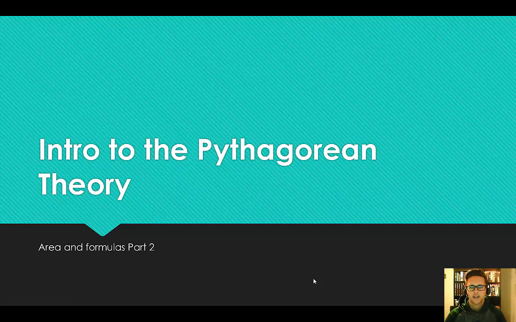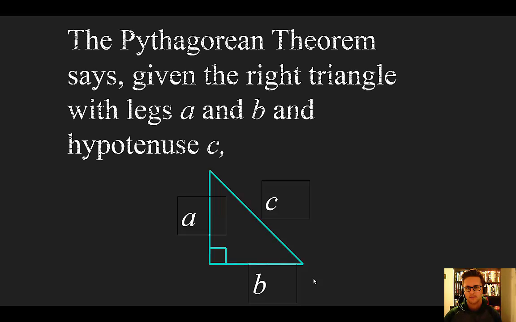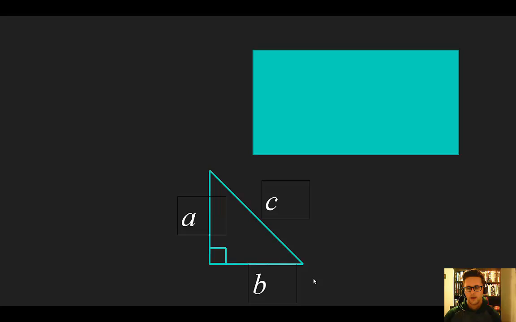Hello and welcome to our second part in our two-part lesson on our intro to the Pythagorean theorem. So we left off last time, we looked at the three sides of a right triangle, legs A and B and hypotenuse C. However, we looked very briefly at how to find the area of C.